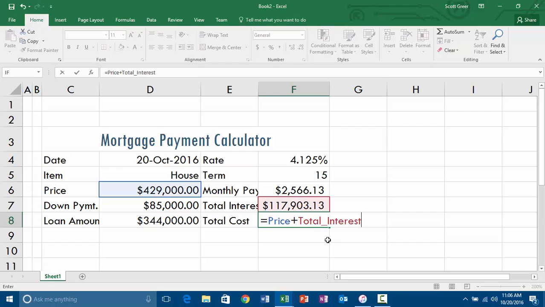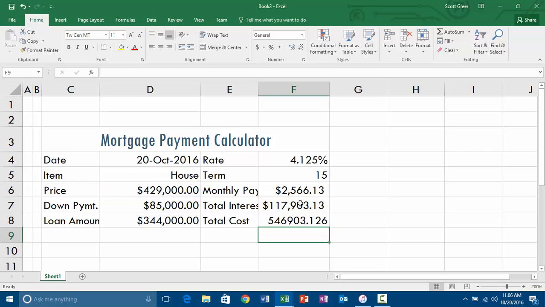And I don't know if you noticed that as I was typing in, I always go down and double tap on the icon so I don't have to type it all out, because that's when you're going to get name. Just double click on it. Enter. So we could see, and once again, I'm going to click on the total interest, go up to Format Painter, and then click on Total Cost. So the total cost of the house was $546,903.13.